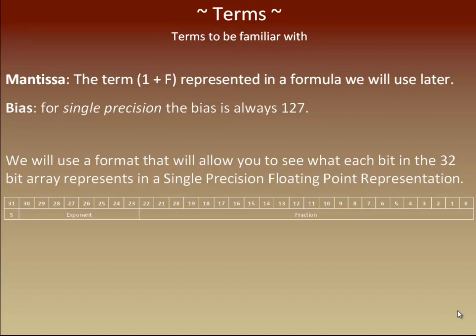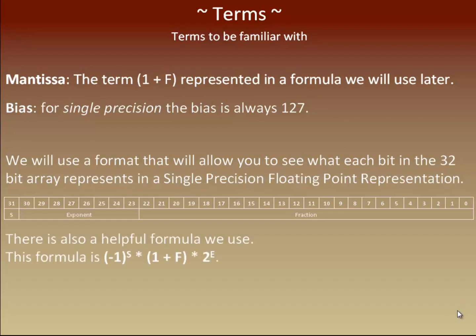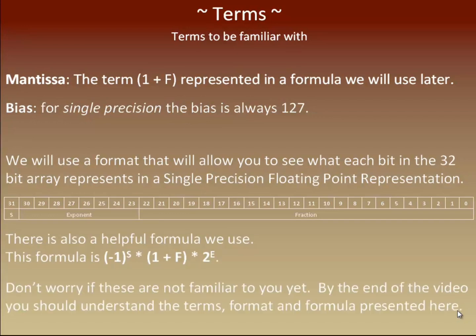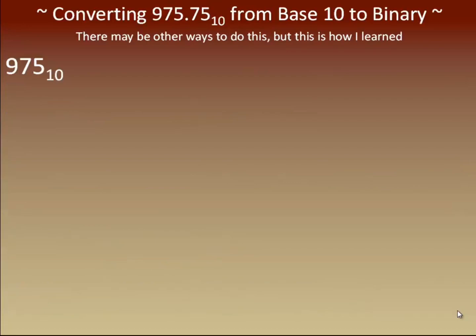There is a helpful formula we also need to use. A -1 to the sign power times 1 plus f times 2 to the e, which is our exponent. First, we must convert our base 10 number into a binary number. Let's use the same number we were using in the last video, 975.75. First, we will convert the whole number to the left of the decimal.